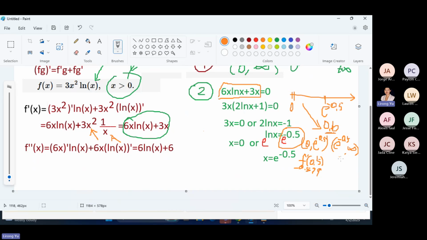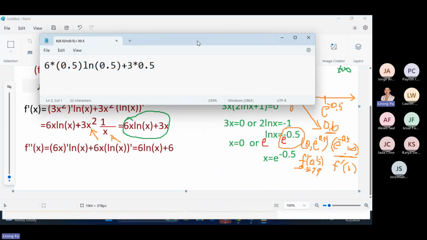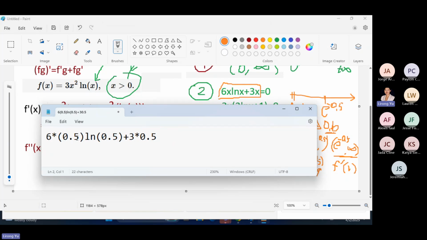All right, and then in the second interval, which goes to infinity, we can use any value. To make the computation easier, let's do 1. So we find the derivative value at 1. So let's calculate. This time we calculate 6 times x equal to 1, and then natural log of 1, and then 3 times 1.